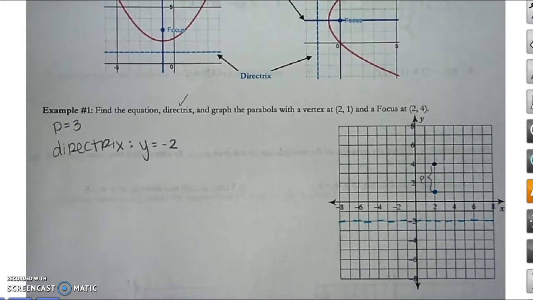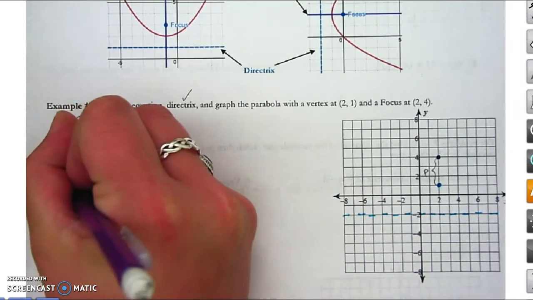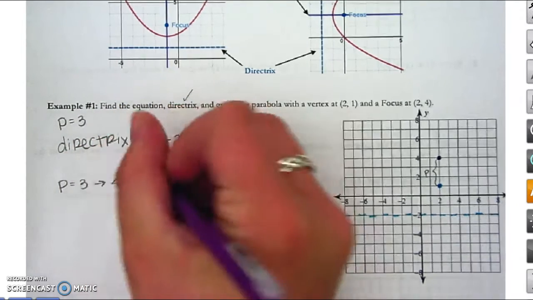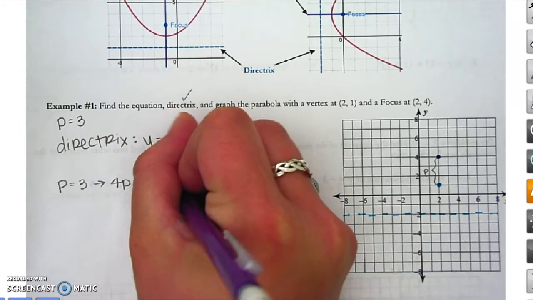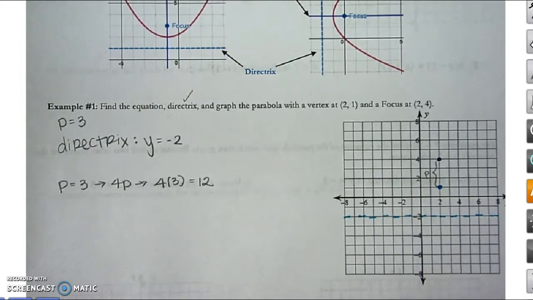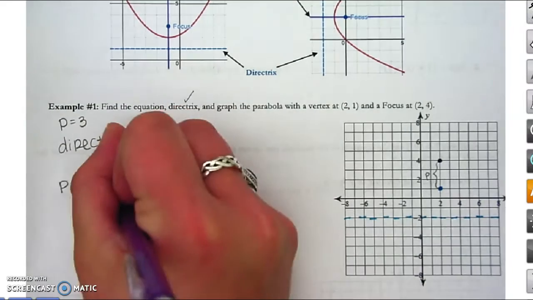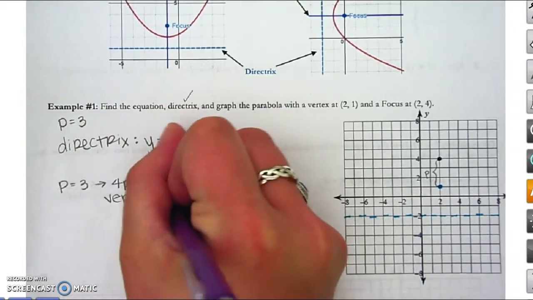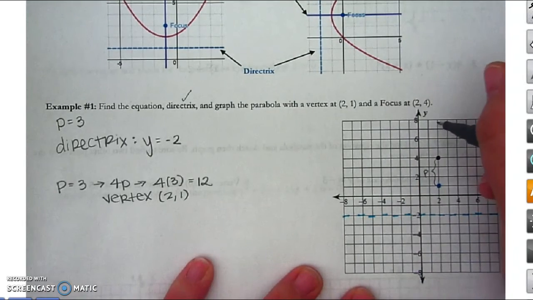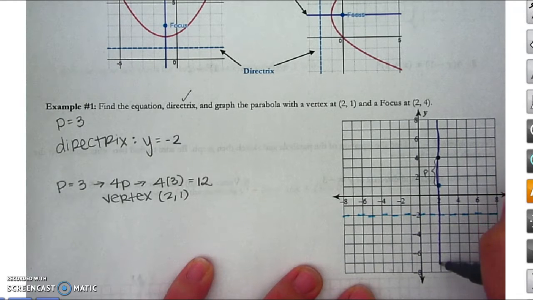I'm going to go ahead and do my equation first. Okay. So if p is 3, then I know that 4p, which goes into my equation, is going to be 4 times 3. So we're going to have 12. Okay. Now, you can also see on the graph, we know that our vertex, it tells us in the beginning, our vertex is 2, 1. But you guys can also see your axis of symmetry. So it's going along here through your focus, through your vertex. So this is my axis of symmetry.